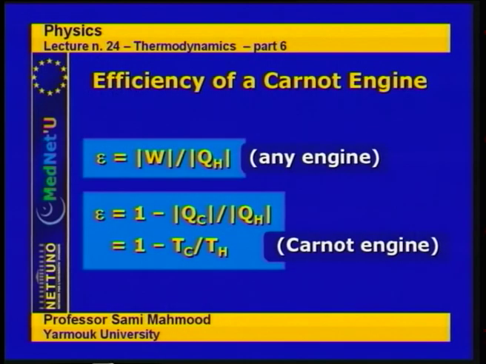So if we define this efficiency in this manner, then we use the formula that we have arrived at previously from our previous discussion, that the work done during any cycle in a Carnot engine is simply Q sub H minus Q sub C. Substitute this amount for the work done, and we will get the efficiency as 1 minus Q sub C over Q sub H. This is in an ideal Carnot engine.